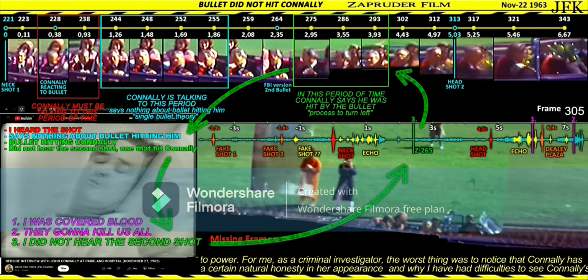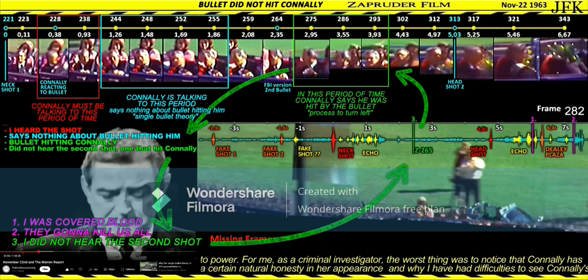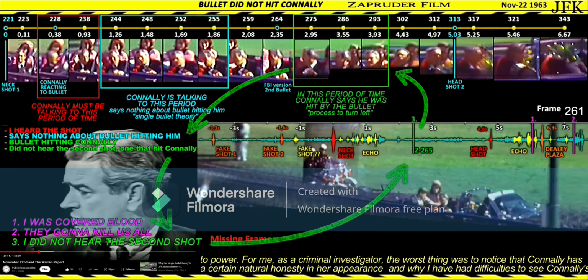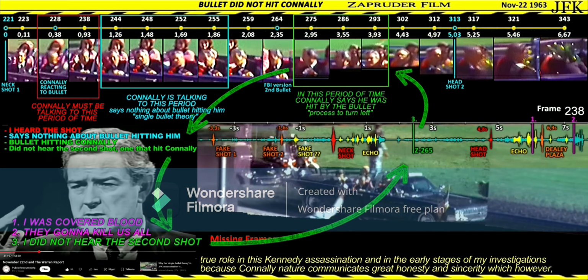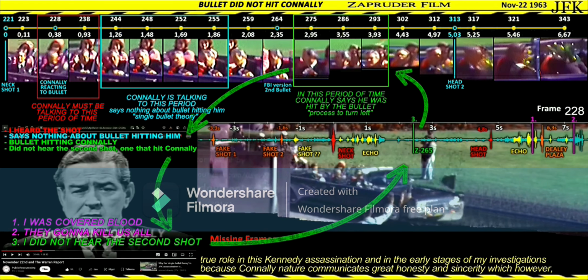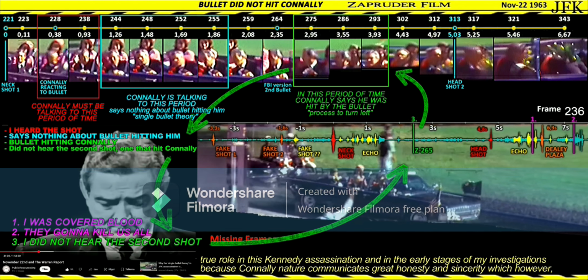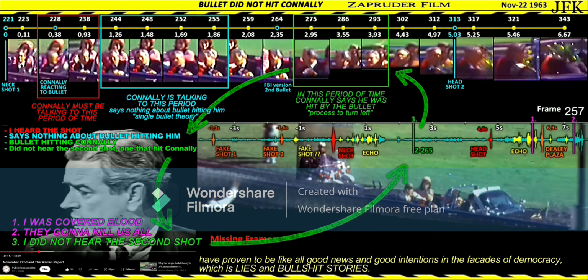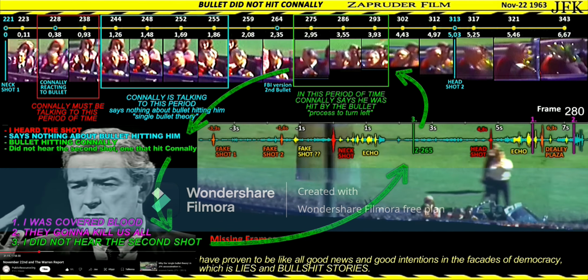For me, as a criminal investigator, the worst thing was to notice that Connolly has a certain natural honesty in his appearance, and why I have had difficulties to see Connolly's true role in this Kennedy assassination in the early stages of my investigations, because Connolly's nature communicates great honesty and sincerity, which however have proven to be, like all good news and good intentions in the facades of democracy, lies and bullshit stories.